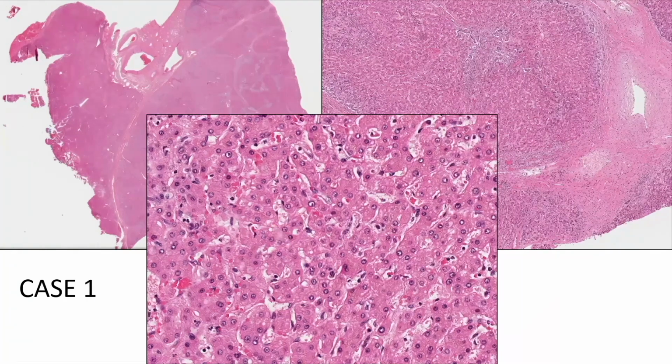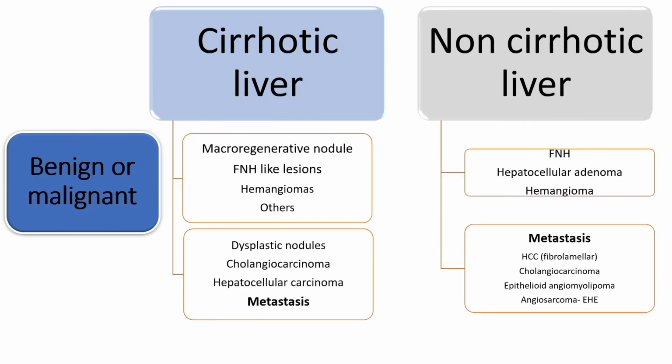hepatocytes in an intact trabecular arrangement. Remember that the normal is 1 to 2 cells. So no atypia, no mitosis, looks hepatocellular, looks benign, well circumscribed. You may be wondering, what is the diagnosis?